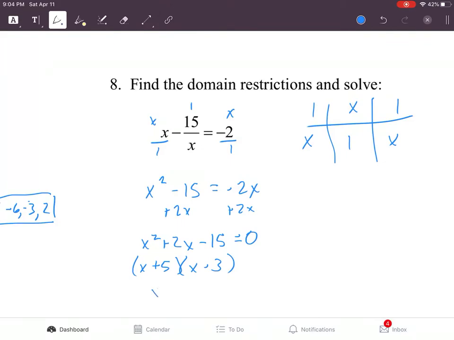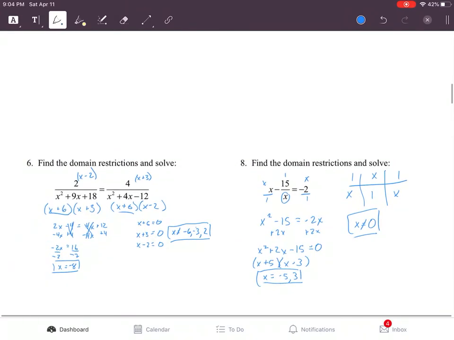Okay, now we're going to solve both of these for x. So x will equal negative 5 and positive 3. All right, again, we do have to find the domain restriction, so whatever x cannot equal. We only have one denominator with an x in it, so x cannot equal 0, and that is it. Okay, so those are the two different parts of the answers for number 6 and 8.